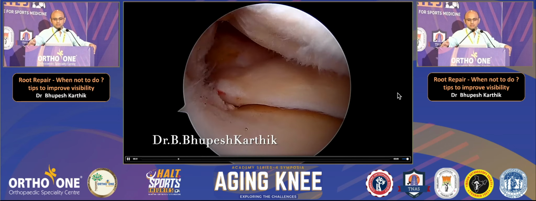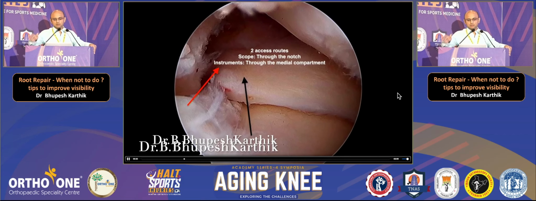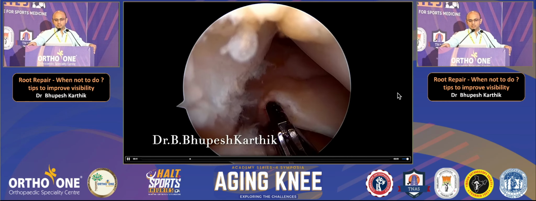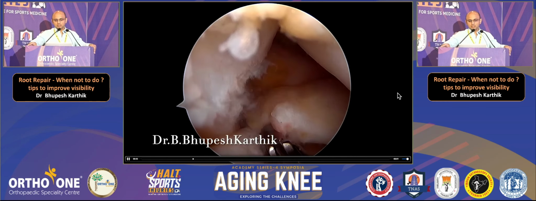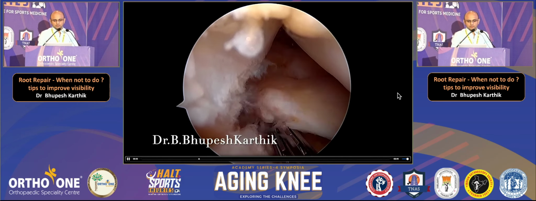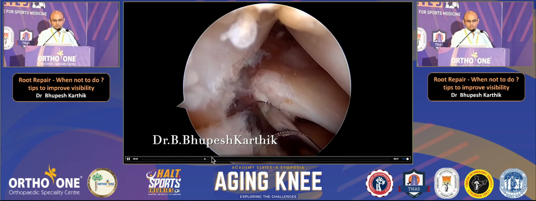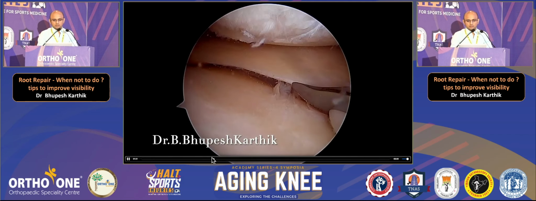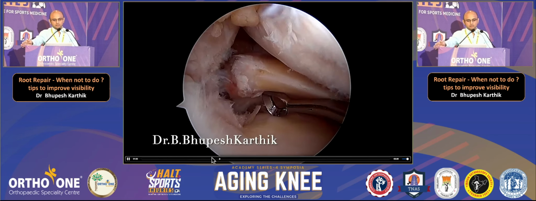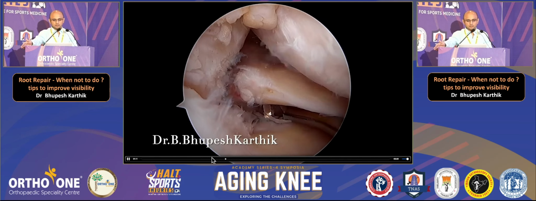visualization. So you bring the scope through the notch, so you can visualize it on an end-on view like that, and your instrument will come through the black arrow, which will help you in taking bites. So freshen the meniscus a little bit, because biology is the key here. Then you can bring in your scoop. And this is the mild release that you can do in the junction, and then bring in your curved curette or scoop and then create some biology there.